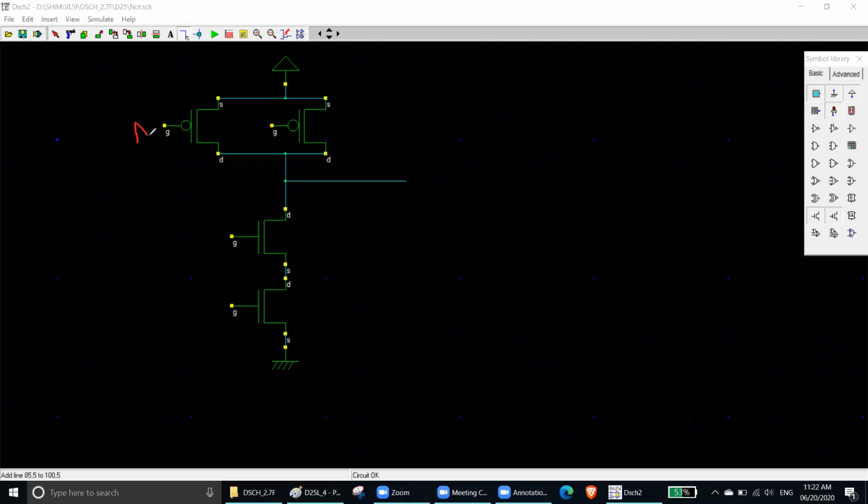This is your A. This is B. So your output is actually what? Y is equal to AB bar, right? That was your output. This is the NAND gate. But I want you to design an AND gate, not NAND, AND gate. AND gate means your output will be AB, not AB bar. So how can you design that?